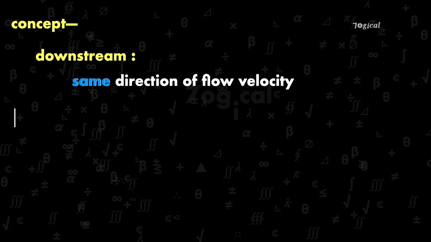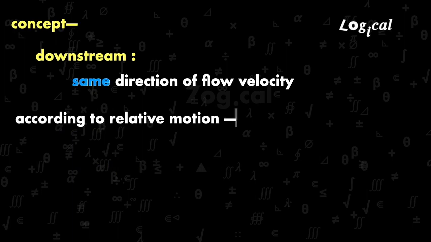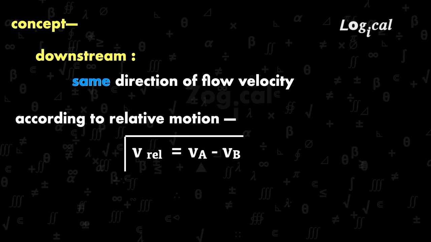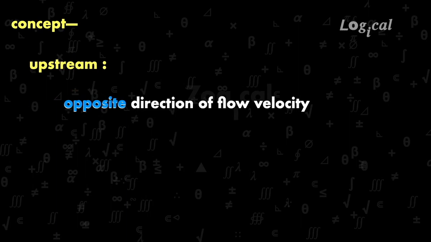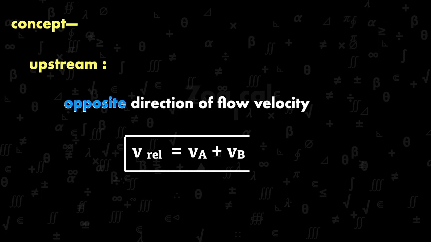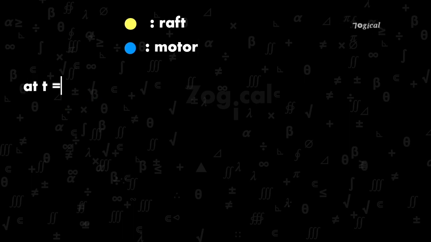Now, in case of downstream, according to relative motion, the relative velocity of A with respect to B, V relative, is equal to VA minus VB. Similarly, in case of upstream, the relative velocity of A with respect to B, V relative, is equal to VA plus VB. Let the yellow circle be a raft and the blue circle a motor.